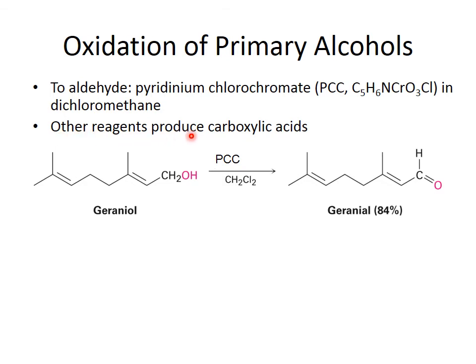Remember, other reagents that we might use here, like potassium permanganate, chromate, sodium dichromate, or chromic acid, all of those will take it down to a carboxylic acid. To get it to stop at an aldehyde, you have to use pyridinium chlorochromate, or PCC.